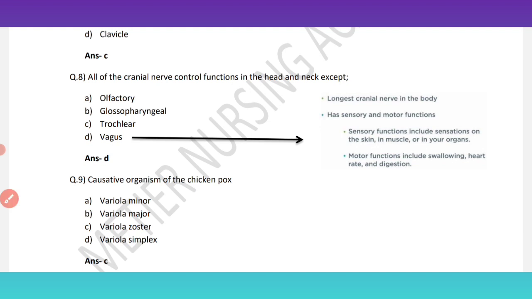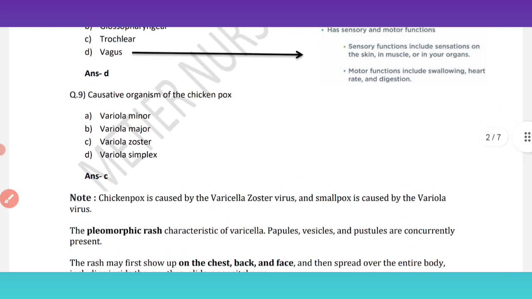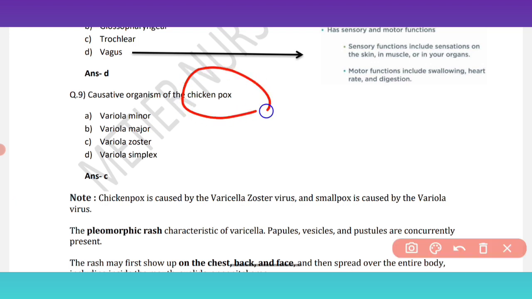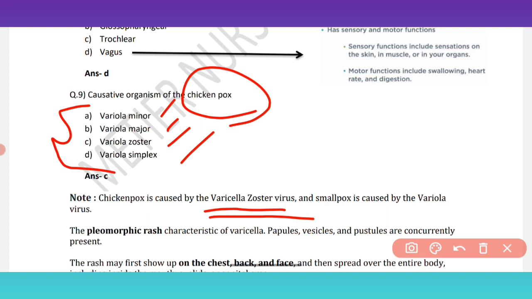Okay, fine. And the ninth question is causative organism of the chicken pox. Here they have given four options: variola minor, variola major, variola zoster, variola simplex. Actually, chicken pox is caused by what? Varicella zoster virus, but that option they have not given here. Variola is given in all the four options. Varicella is not there. The options are wrong.